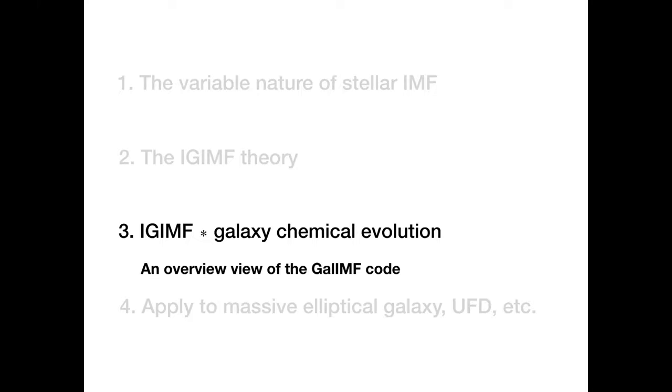Now in the third part, I will implement the IGIMF theory into a galaxy chemical evolution model. That is the first thing you would want to do. Since the IMF is changing, let's see how it affects the chemical evolution of a galaxy.